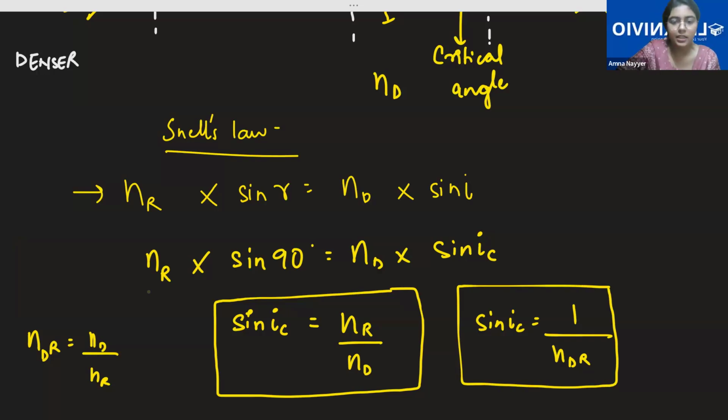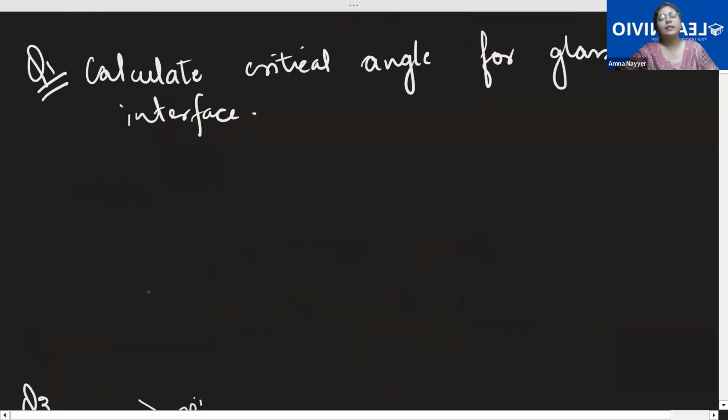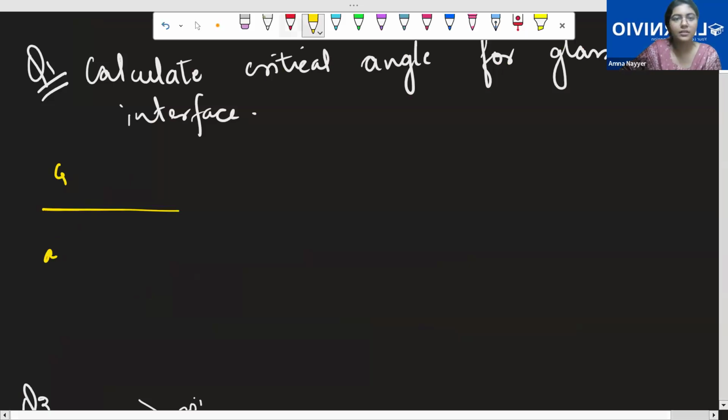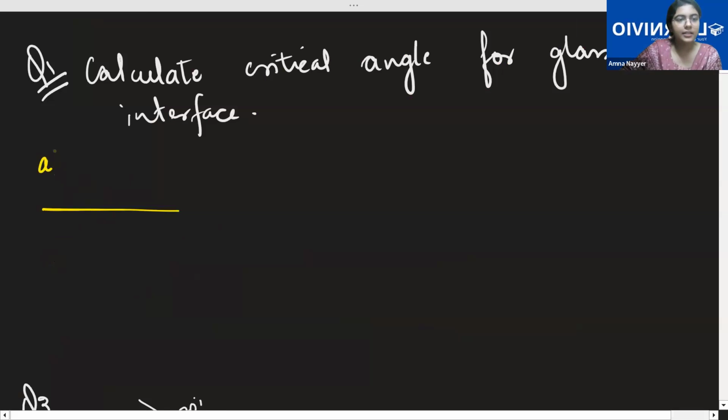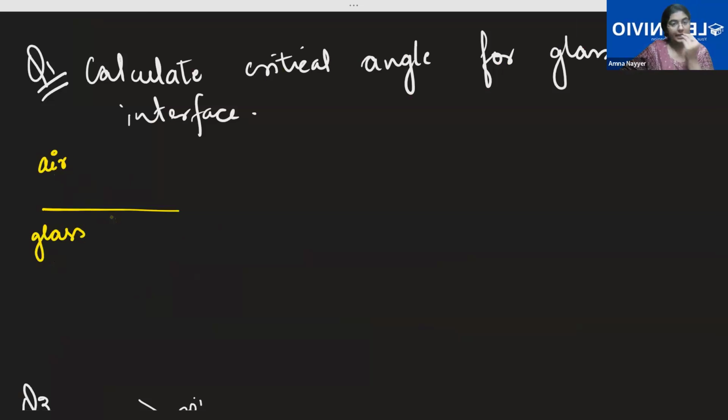All right. See, it says calculate the critical angle for the glass-air interface. Means glass-air interface, I've drawn it opposite. This is air, this is glass. So light rays are entering from the glass to the air, so denser to rarer.